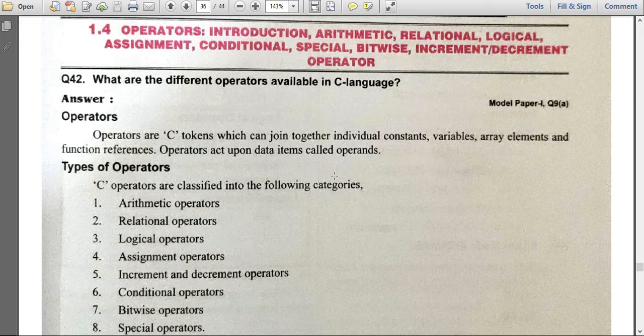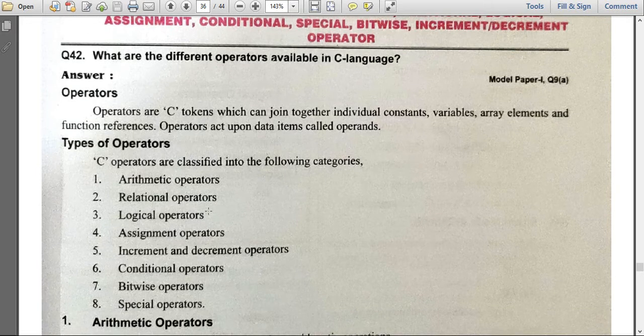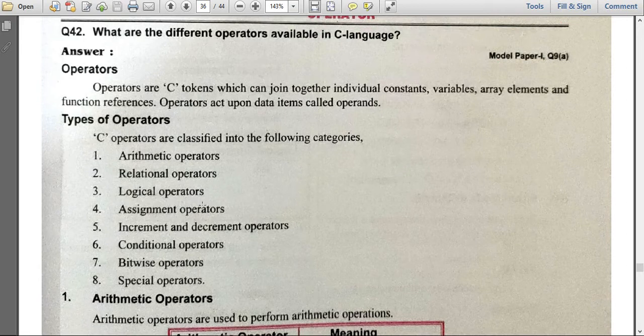First we'll see what an operator is and what an operation is. For example, a plus b is an operation, in that plus is an operator. If you want to perform any operation, we need an operator. A and b are called operands. So operators are used to perform a certain operation between the operands. Here we have different types of operators: arithmetic, relational, logical, assignment, increment, decrement, conditional, bitwise and special operators. Nine types are there.